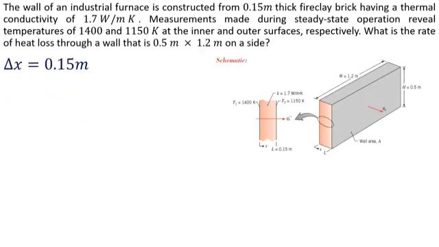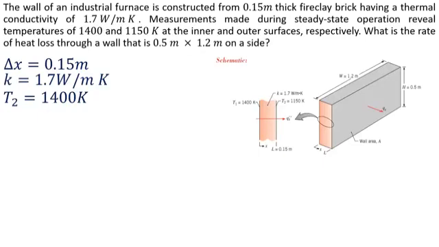We have the thickness of the wall 0.15 meter. We have the thermal conductivity of the material around 1.7 watt per meter Kelvin. The temperature at the inner side we have mentioned as T2. It is up to you whether you take the inner side as T1 or the outer side as T2. It doesn't matter.